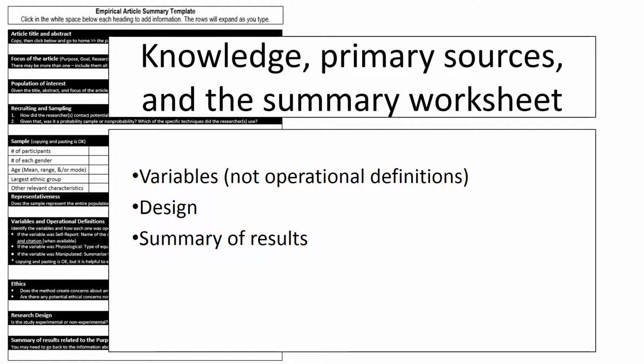We'll refer to 3 parts of the worksheet in thinking about what we know from each study: the variables, design, and summary of results. Note that I say the variables and not the operational definitions. The operational definitions are an important part of designing a study and help us interpret the meaning of the variable, but the author's emphasis is on the variable, and the measure is just a way to get to that. Plus, some of the information about the operational definition is often from another source.